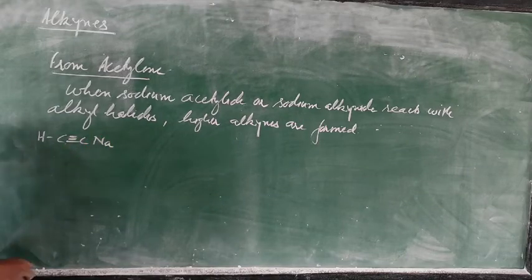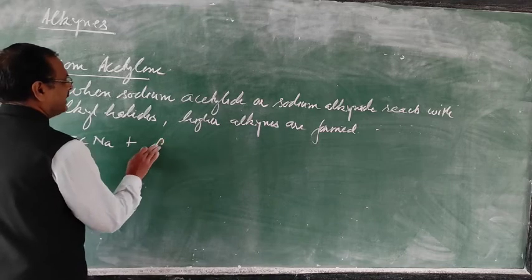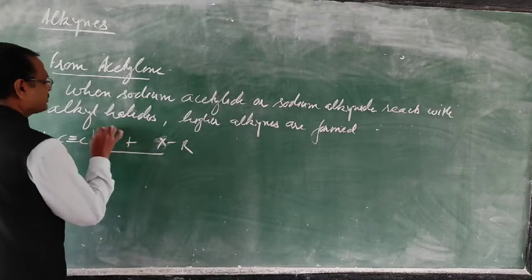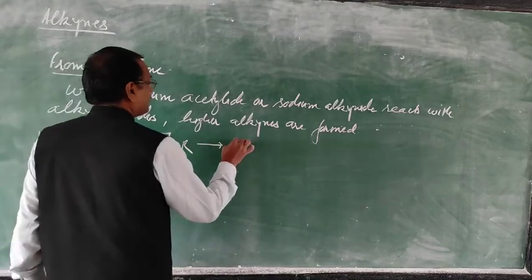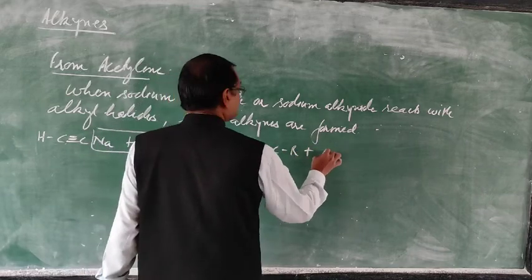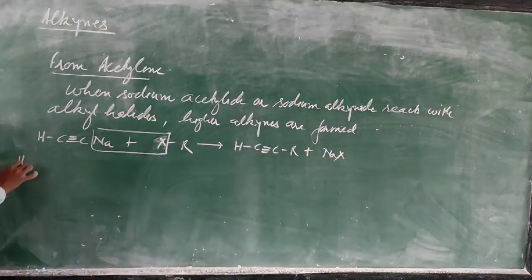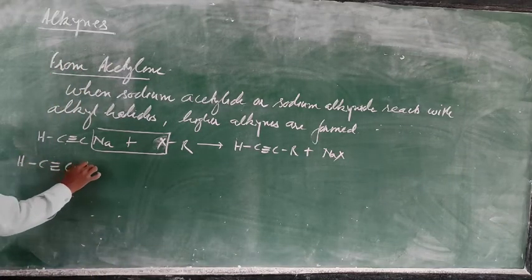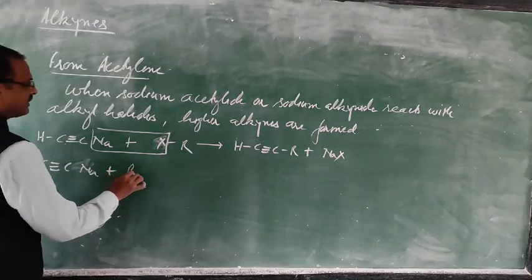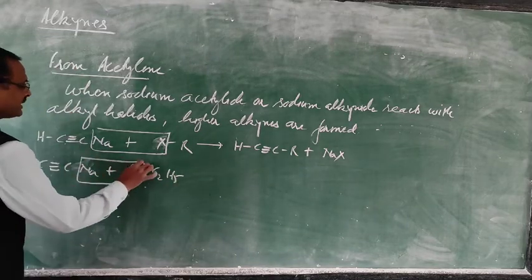Sodium acetylide is there. This is sodium acetylide. It reacts with alkyl halide, this RX. So this will form HC triple bond C R plus NaX. So here you can take sodium acetylide. It can react with ethyl bromide. So this higher alkyne you will get.